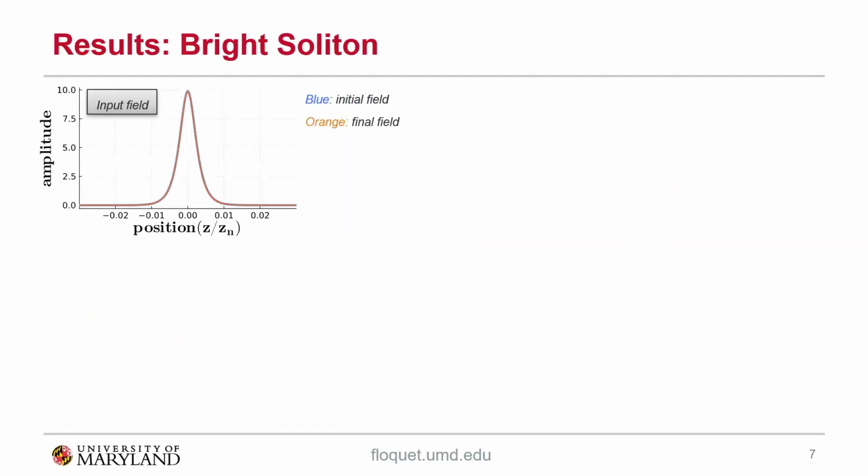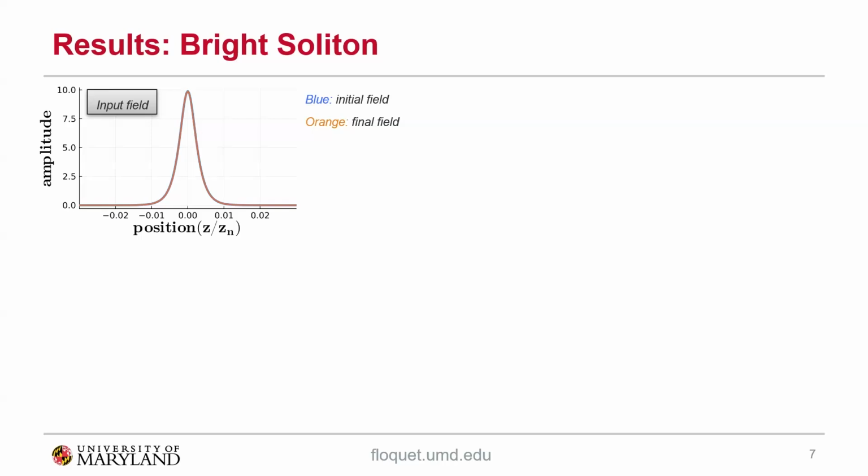So we're ready to move on with our results. Here, first, I simulated a bright soliton going into a straight waveguide. I display here the input field, and the blue corresponds to the initial field, that is at the first time, and the orange corresponds to the final field, which is the last time. Now, note that for the bright soliton, the initial and the final fields are essentially the same.